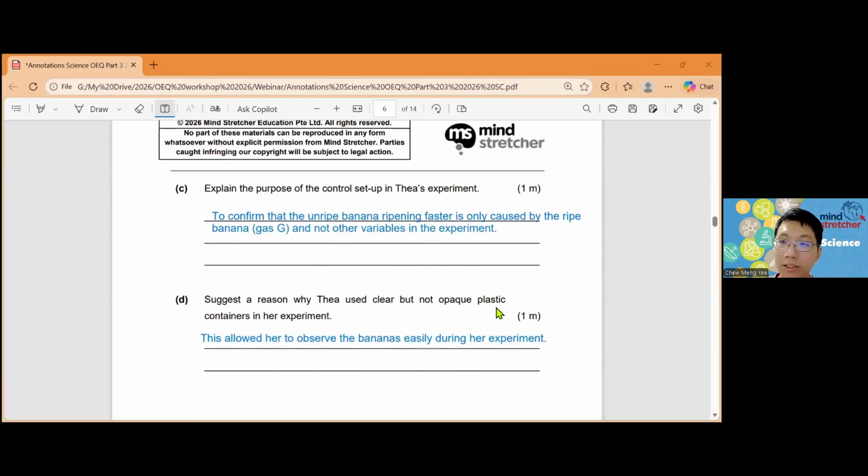Now you do not just explain the term opaque or clear. That is not the main point. Yes, you know what is opaque, you know what is clear, but how does that link to this question? So you must explain. Opaque means that no light can pass through. Clear means that light can pass through. But for what purpose? In order to make the observations.